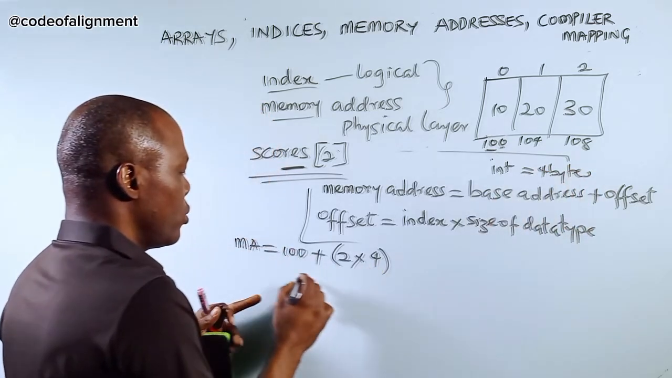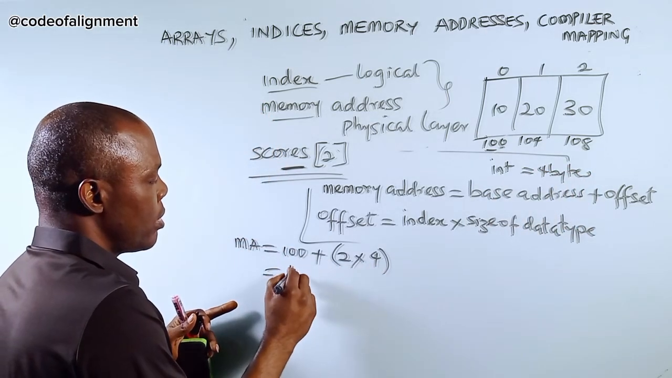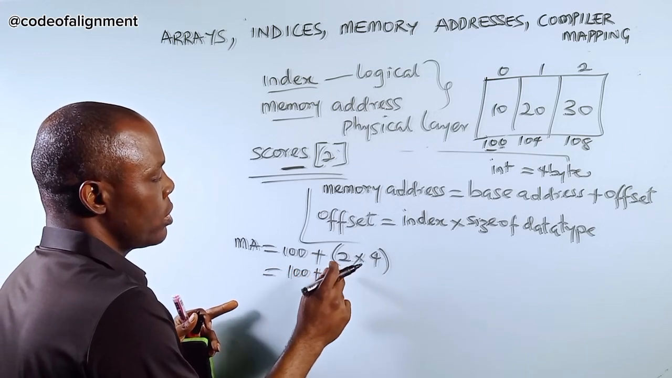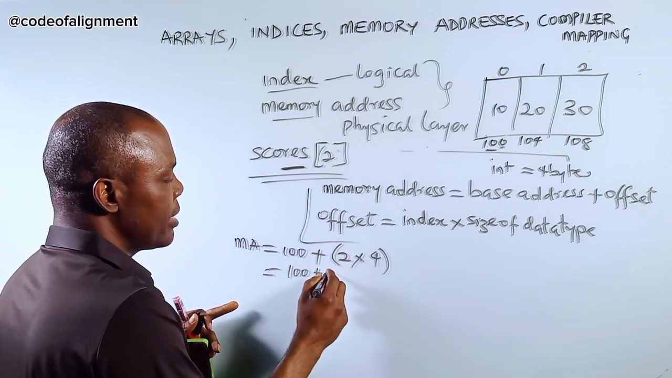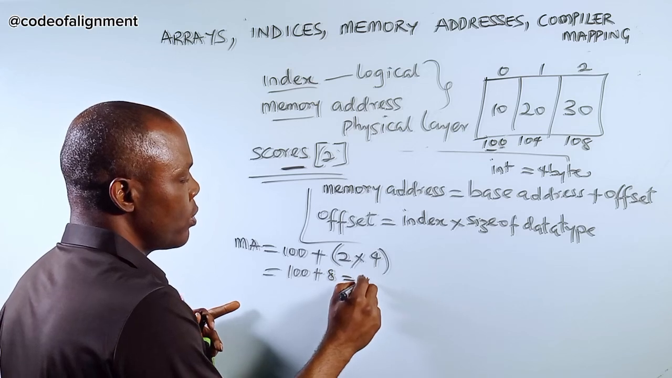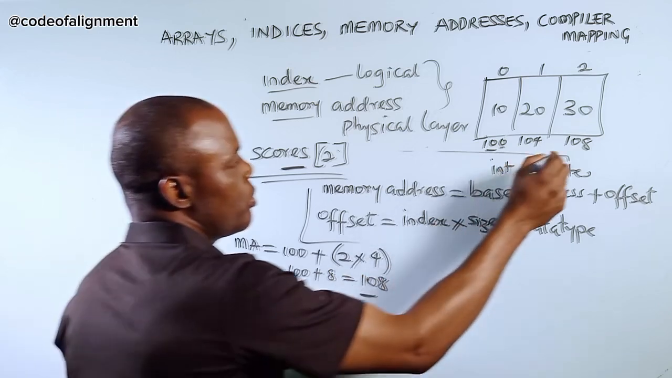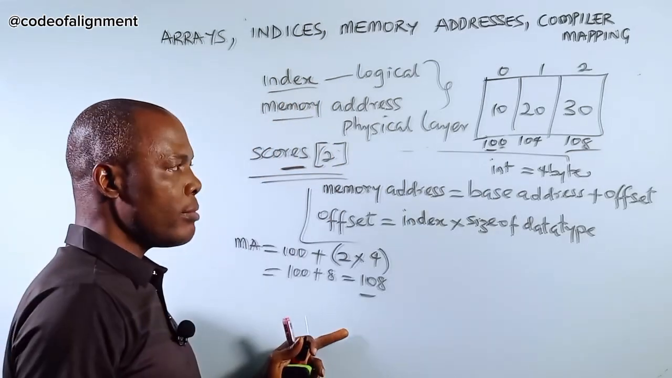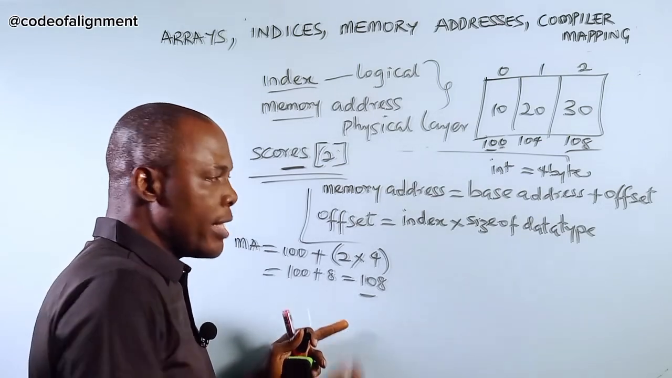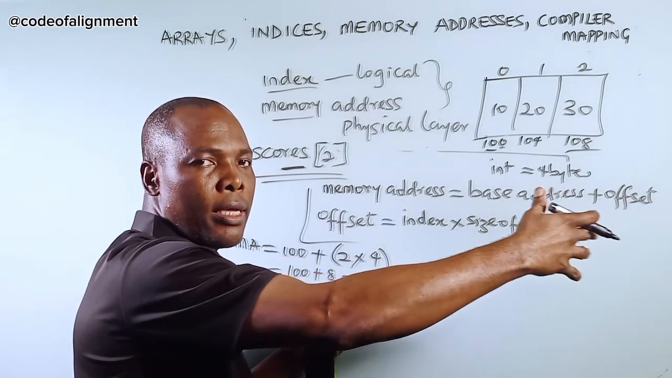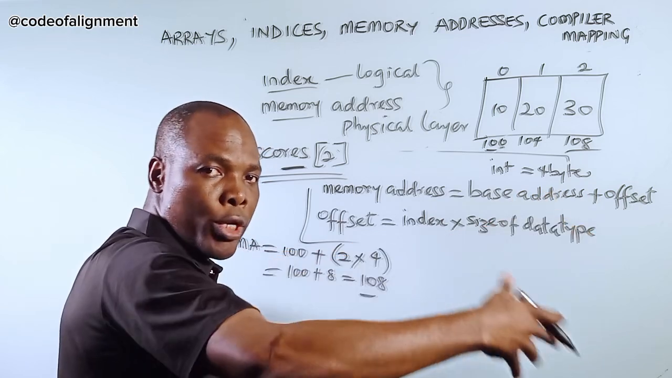4 bytes. So that will give us 100 plus 2 times 4, that is 8. So that will give us 108. Which is this? You can see it. That is the starting address. Then it will now count 4 bytes as the complete physical location.